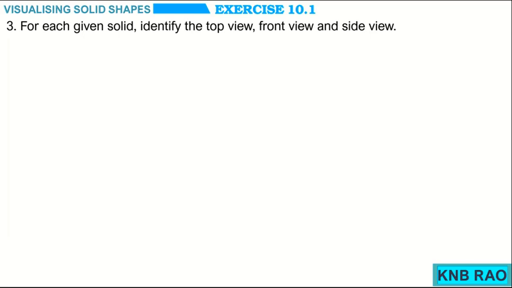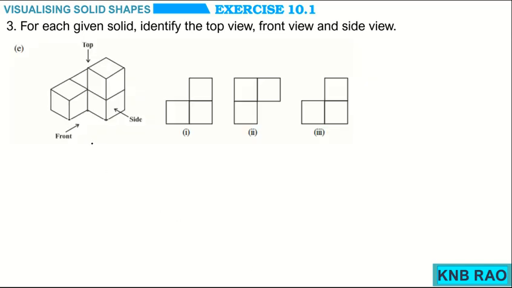Then last question, E. Here we have got an object containing totally 4 cubes put together. This has got top view, second one is top view, front view is third, and side view is first one.